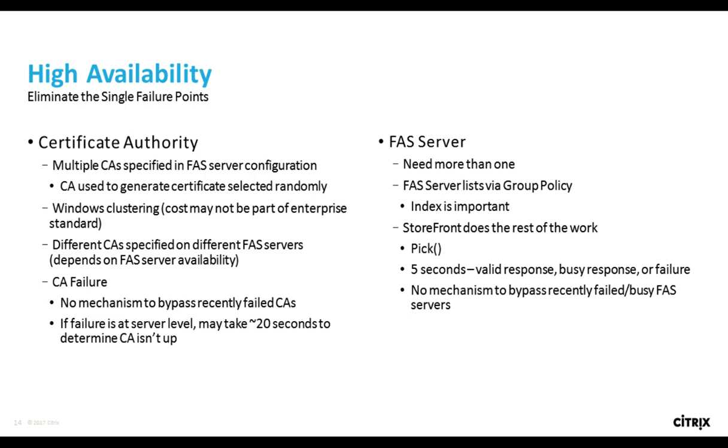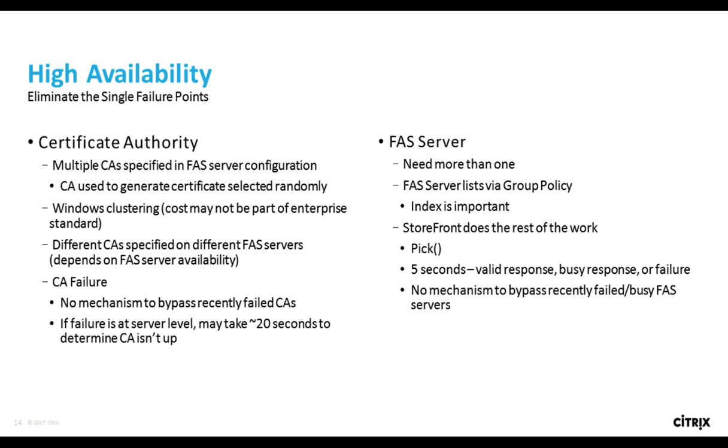Windows clustering, we could certainly do that if we wanted to. The cost may not really be part of the enterprise standard components that we usually see from a licensing perspective. However, you can have different CAs that are specified on different FAS servers, as I mentioned earlier, and it really does depend upon the FAS server's availability, based upon what server's up and what's going to be talking. So there is a sort of cross-mesh type of scenario there. You can also have a CA failure.